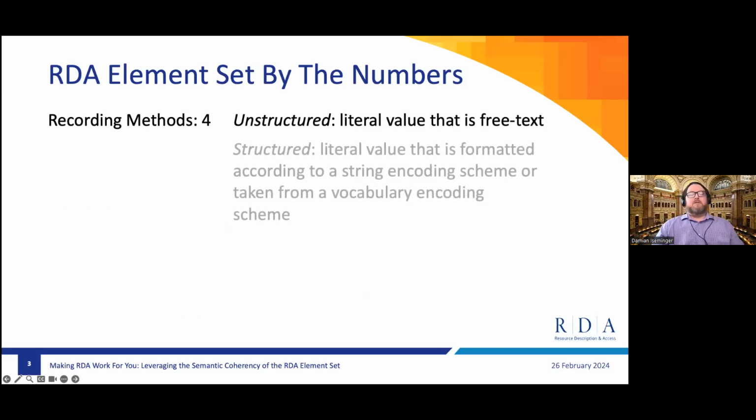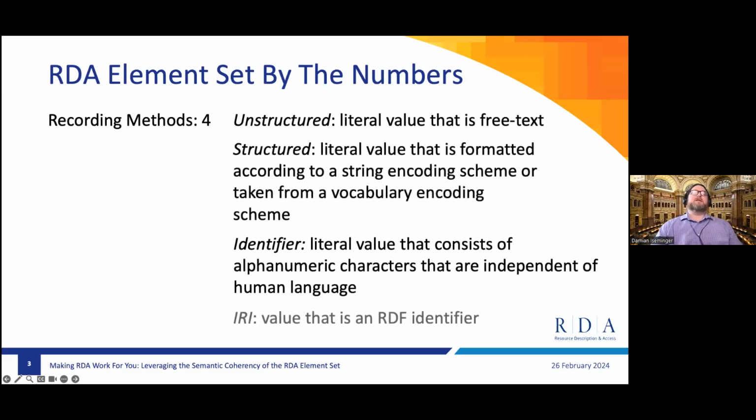We also have 4 different recording methods, and the reason for the 4 different recording methods in RDA is that people have different implementation scenarios. Some people are working with one set of applications that requires one thing while others are doing something else. So we have the unstructured recording method, and this is a literal value that is free text. It's a utility in that it provides keywords for people to search. There's the structured recording method.